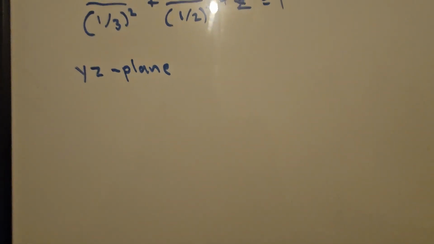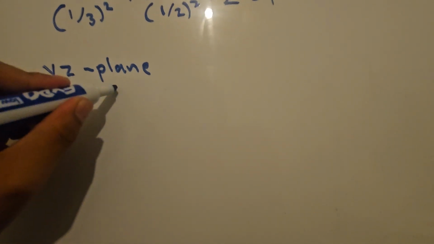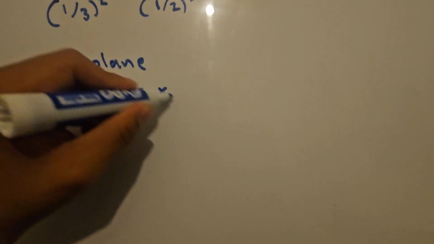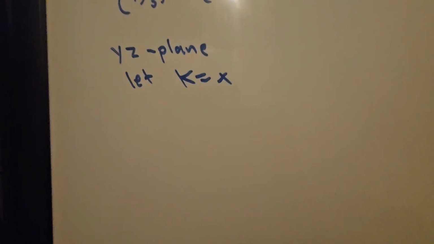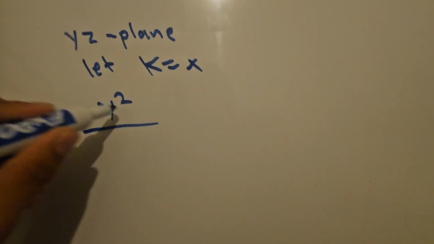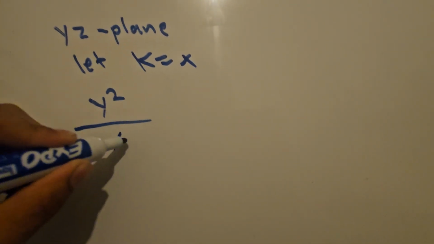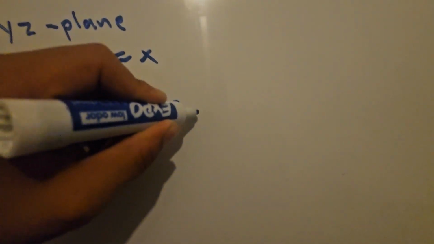So for the yz plane, we're going to let k equal x this time. So again, y squared over 1/2 squared plus z squared.